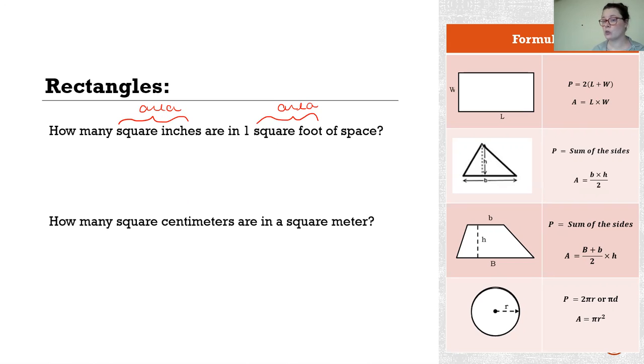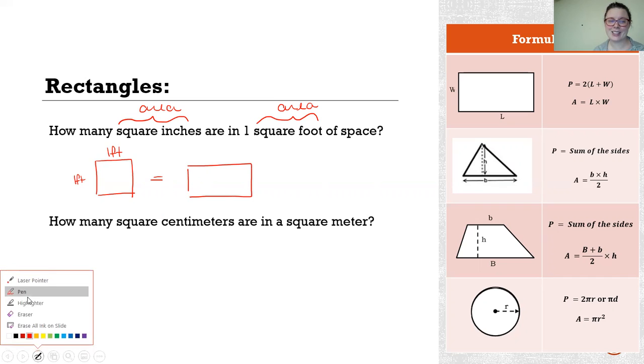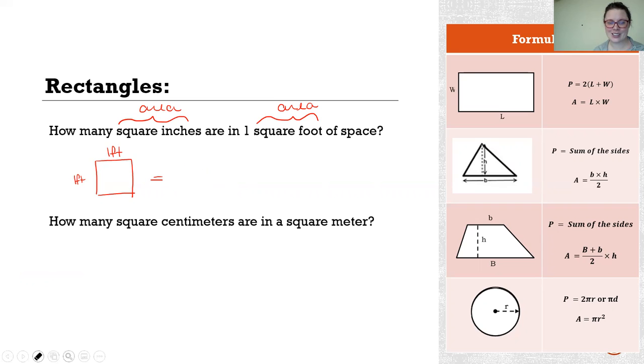How many square inches are in 1 square foot of space? Well, let's draw 1 square foot of space. Here's 1 square foot. 1 square foot is 1 foot by 1 foot. Oops, that's not a very good square. Let's try and make our square square. I'm going to erase that here. Here we go. They should be the same size, but I just want to leave a little bit more space for writing.